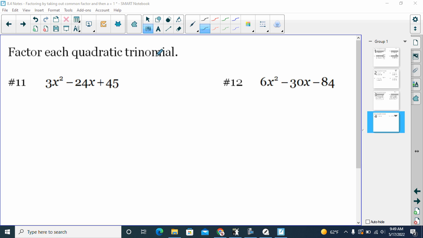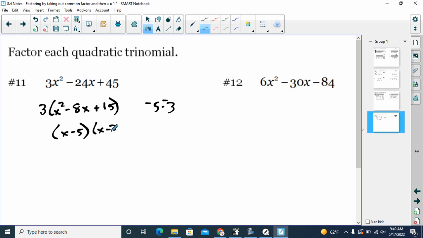Number 11, we can take a 3 out of. Numbers that multiply to 15 and add up to 8, 5 times 3. Should multiply to positive 15, so either both numbers are positive or both numbers are negative. Adds up to negative 8, so they should both be negative. X minus 5, x minus 3, and we factored a 3 out earlier.